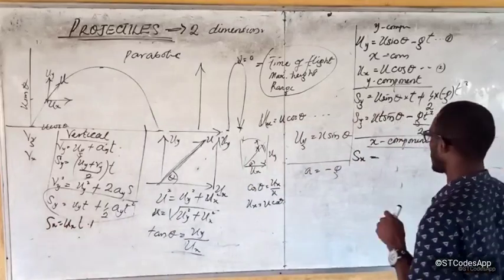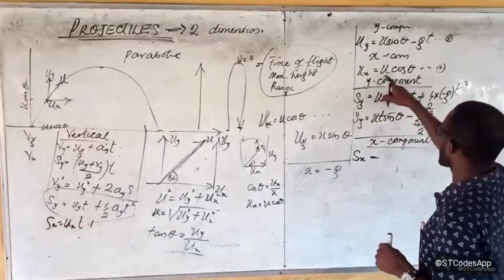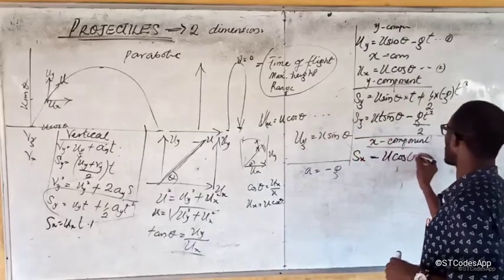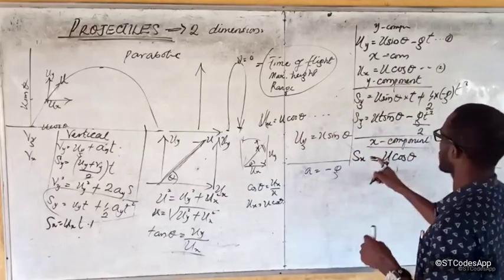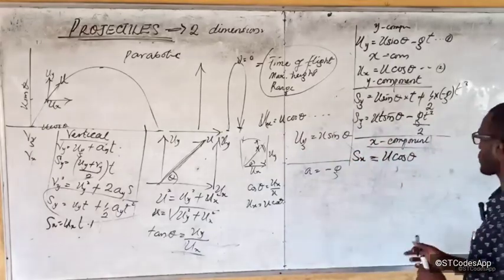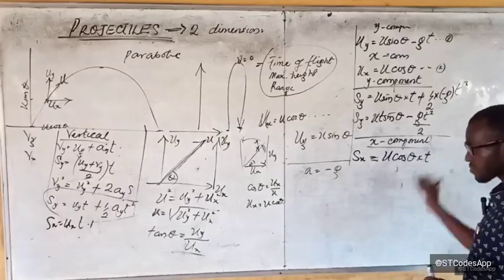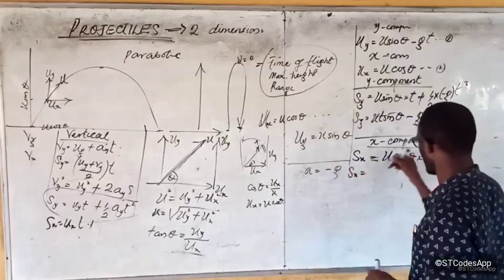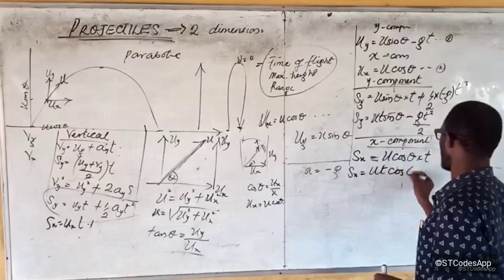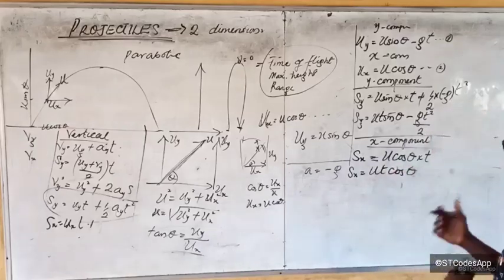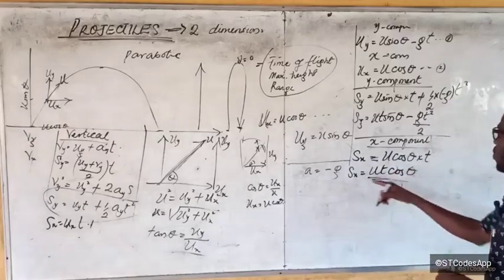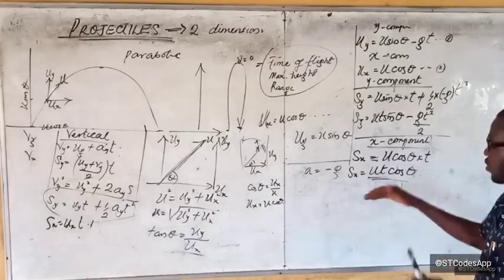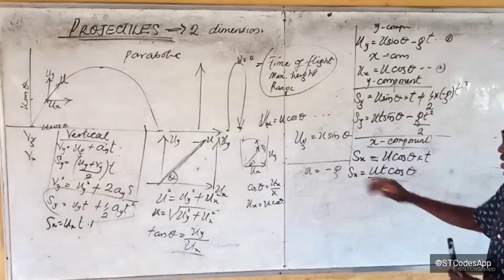U sub x times t. So what is u sub x? That is u cos theta. U cos theta, the velocity we started with, the velocity we are given, cos theta, times t. Is that okay? So s sub x will be equal to what? Ut cos theta. This becomes the equation of our horizontal displacement.